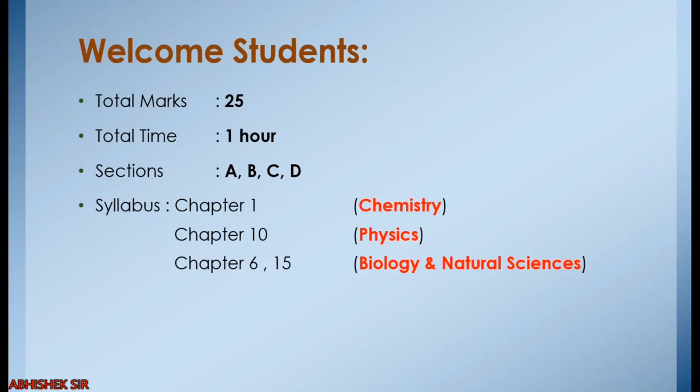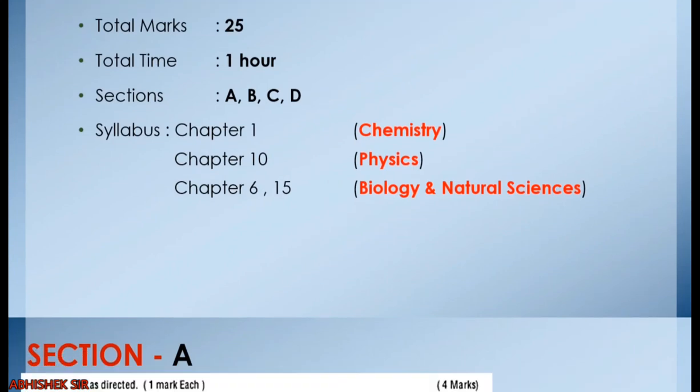Now, the syllabus was chapter 1, which was from chemistry, chapter 10, which was from physics, and chapter 6 and 15, that was from biology and natural sciences. Note that whatever answer right now we are going to discuss is not compulsory that they are the only answers. Accordingly, from the textbook or any other material, your teacher might evaluate your answers. Clear? So, now let us start.